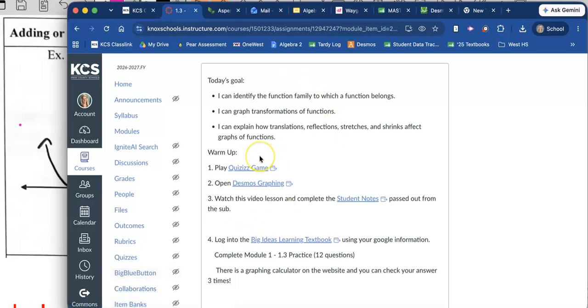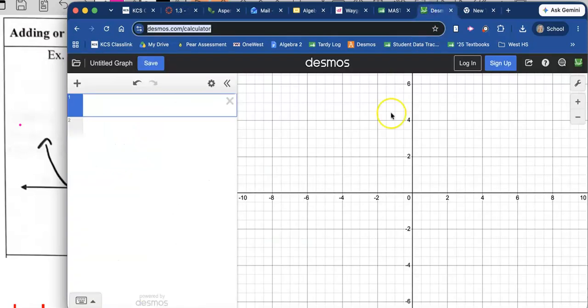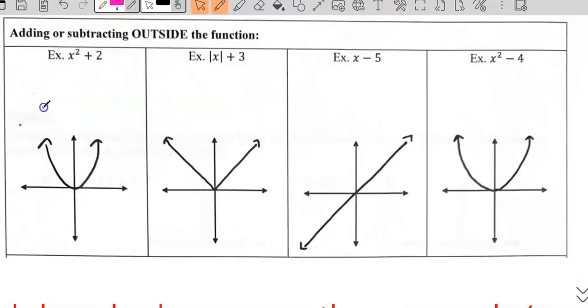So hopefully you have found our Canvas page because you're watching this video right now. Step one, before you watch this video, go ahead and play a quiz game reviewing parent functions from last class. After you've done that, I want you to open the Desmos graphing link, which will look like this. We're going to be using Desmos a lot this year. And then you should have these notes that the sub passed out.